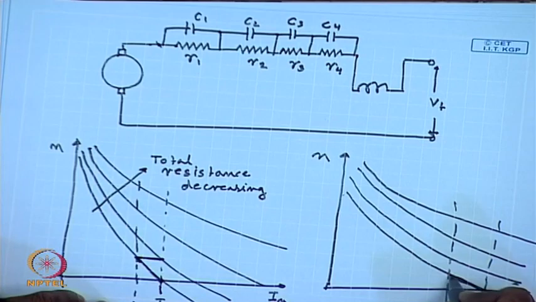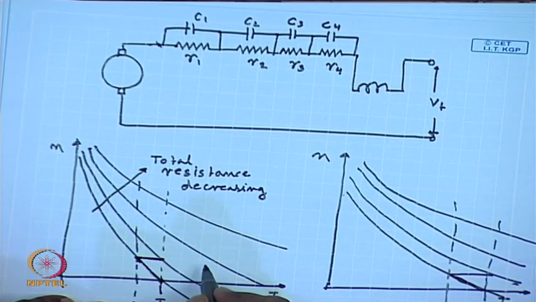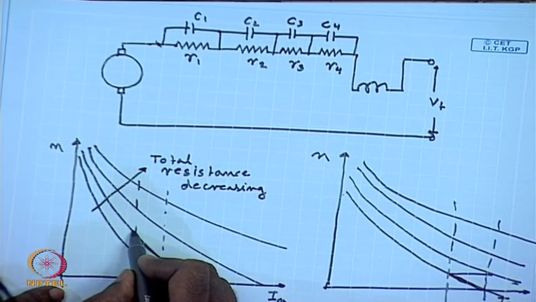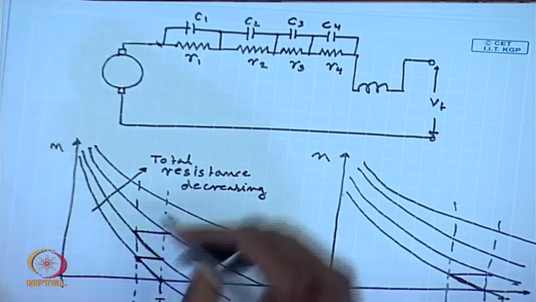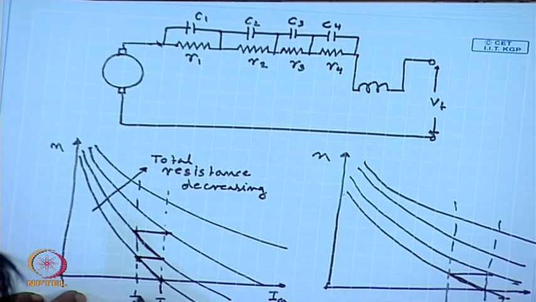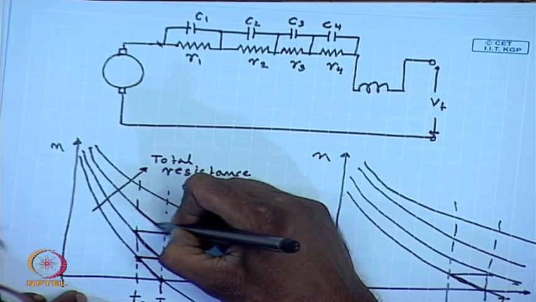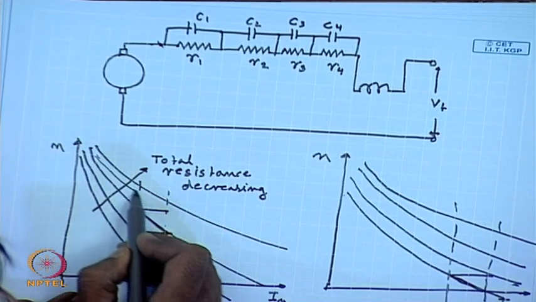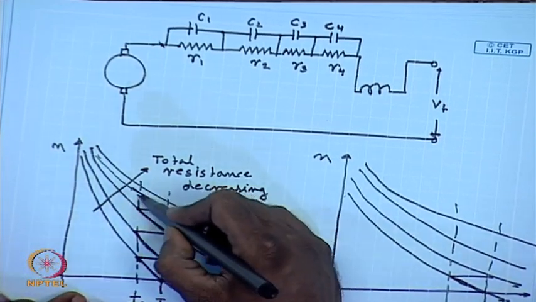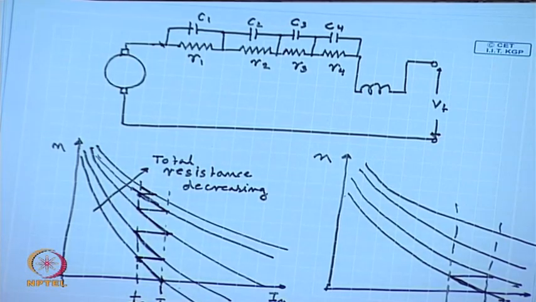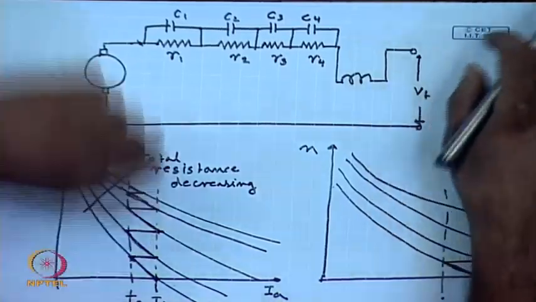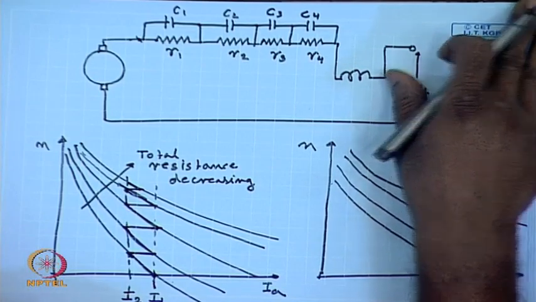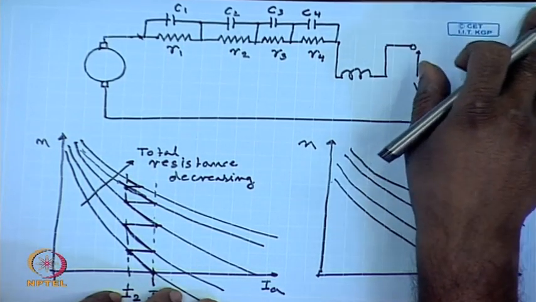Since the speed cannot change immediately, it shifts to the next characteristics on a horizontal line and the speed increases further. Then at some point, we short the second resistance. The current again jumps. And we keep on doing this till we arrive at the natural characteristics of the machine. So, here also we see that we can arrange sectionalized resistance and gradually reduce them in order to get an almost constant starting current and a starting torque.